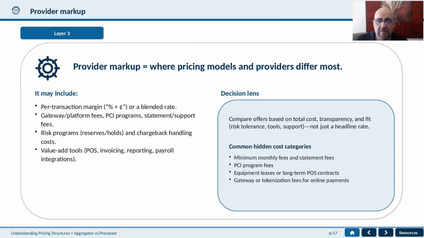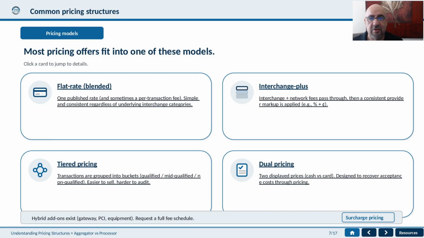Common hidden costs: minimum monthly fees and statement fees, PCI fees, equipment lease or long-term POS contracts, gateway or tokenization fees for online payments. These all should be provided for you up front with a contract to sign. If they come up and are not pointed out to you or you do not see them, then definitely that information should be given to you before signing any type of contract.